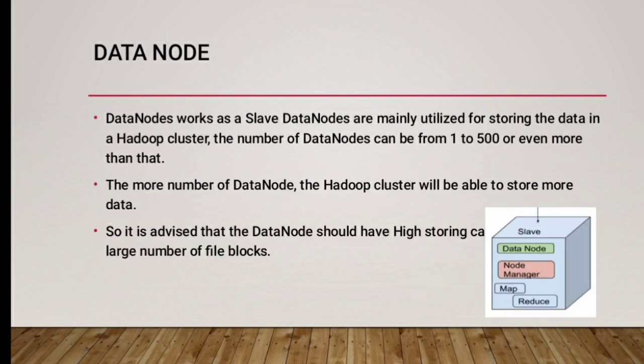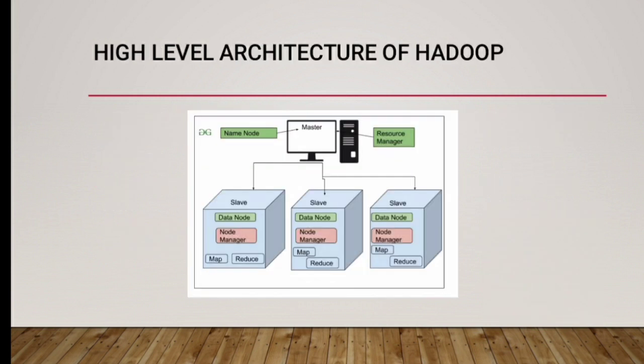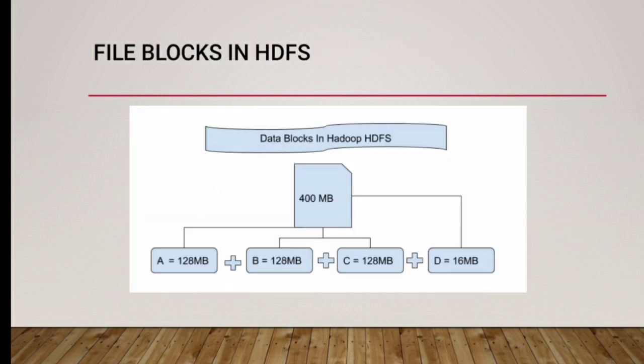Data node works as a slave. Data nodes are mainly used for storing the data in a Hadoop cluster. The number of data nodes can be from 1 to 500 or even more than that. The more data nodes there are, the more data the Hadoop cluster will be able to store. So it is advised that the data node should have high storage capacity to store a large number of file blocks. Data in HDFS is always stored in terms of blocks.